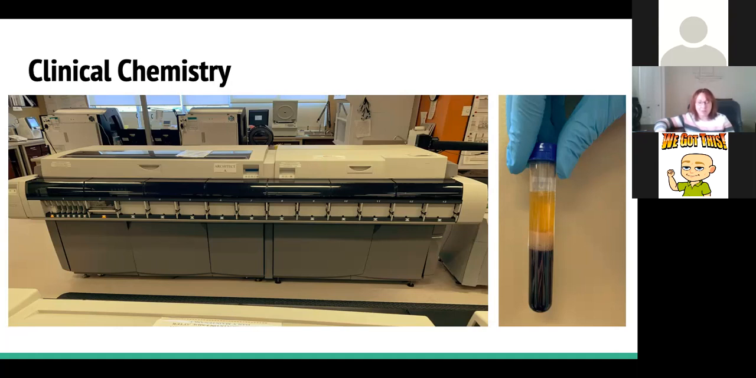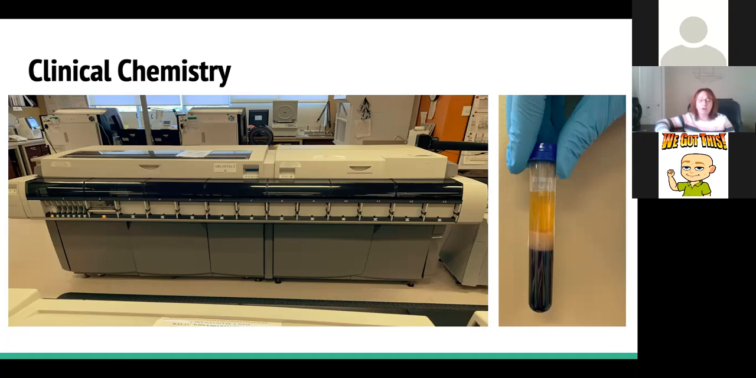And in chemistry, we can run many different tests. Usually tests like electrolytes, glucose, that would help to monitor a patient if they had diabetes. So in our lab, almost all of our analyzers, we have 2 of them. So we have 2 of these Architects. So it takes up quite a bit of space.